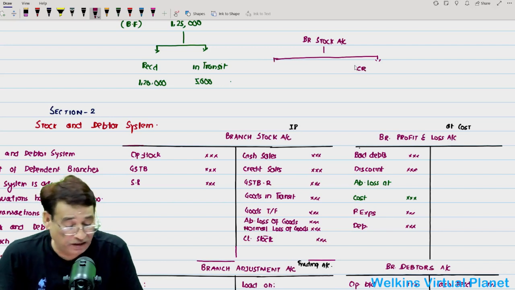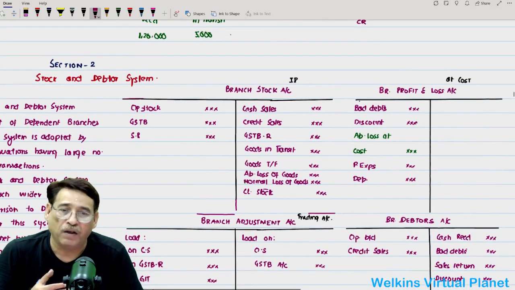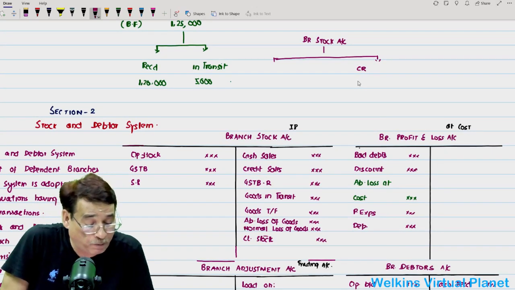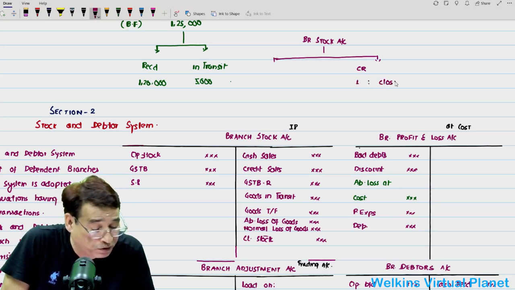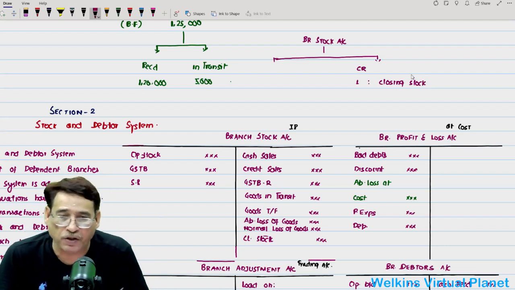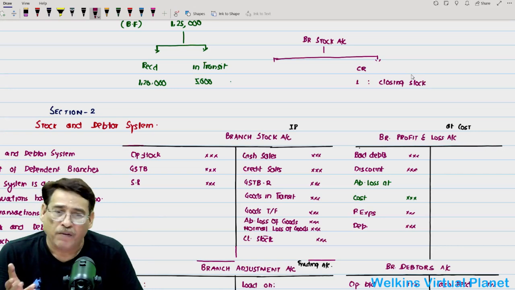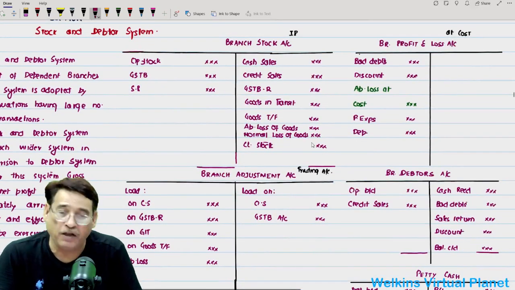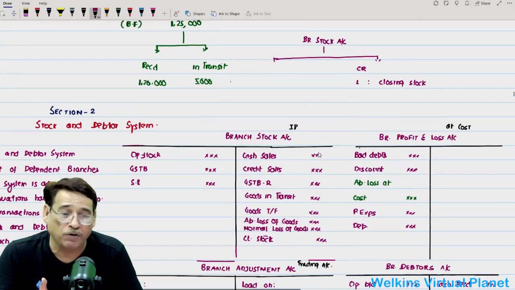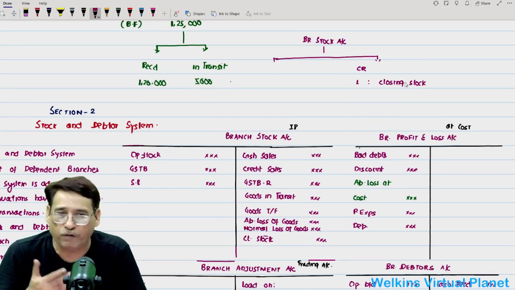For example, balancing figure is appearing towards the credit side. If balancing figure is appearing towards the credit side, then first preference will be to closing stock. I will consider that balancing figure as closing stock. Are you getting my point or not? However, 99.99% closing stock will be given in the question. So I cannot consider that particular figure as closing stock, although the first preference should be given to closing stock. But problem is that closing stock more or less will always be given.